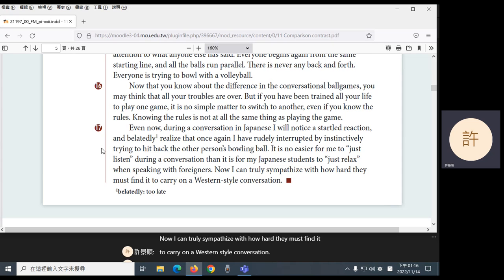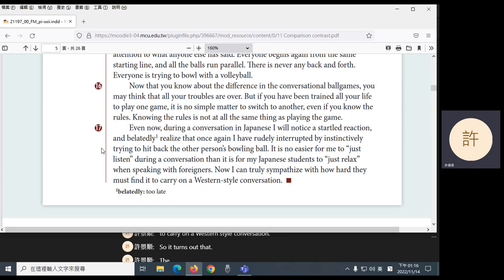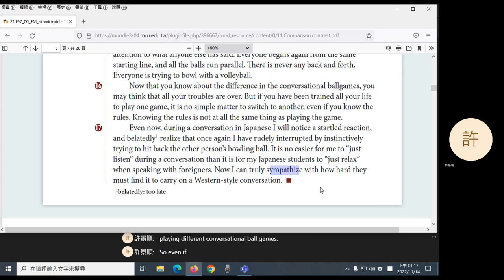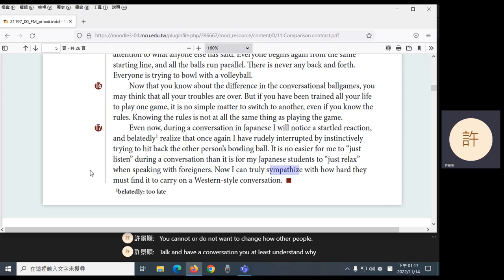So it turns out that what the author wants the reader to take away is not now you can have great Japanese conversations. Instead, the point is to help the reader sympathize with people playing different conversational ball games. So even if you cannot or do not want to change how other people talk and have a conversation, you at least understand why they are doing this. 至少有点同理心,同情心.